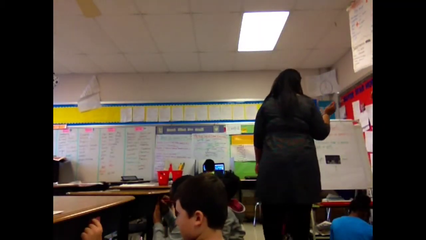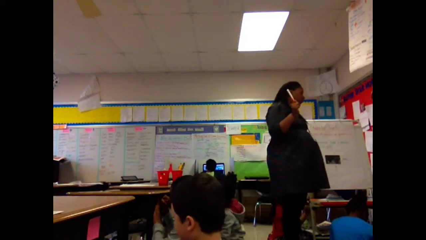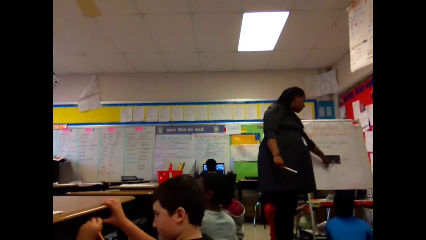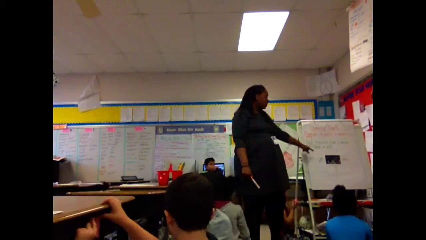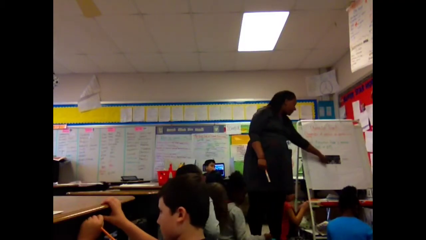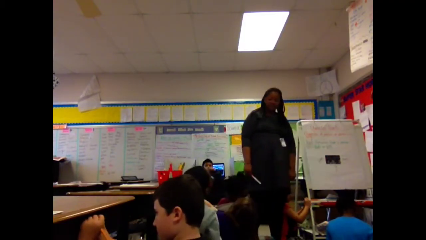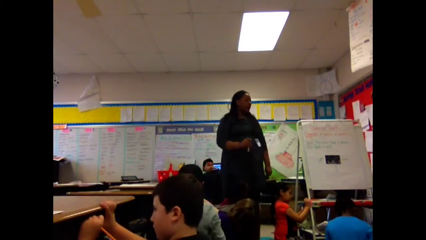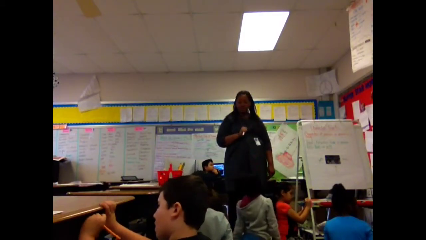Okay, just give them a character trait. My front row, how do they look? My middle row, how do they act? And my back row, how are these children feeling? Okay, describe them with a character trait.